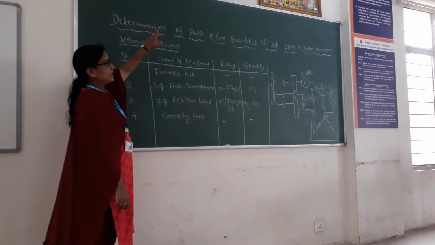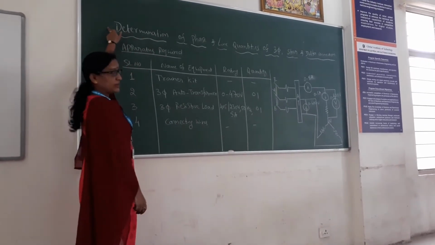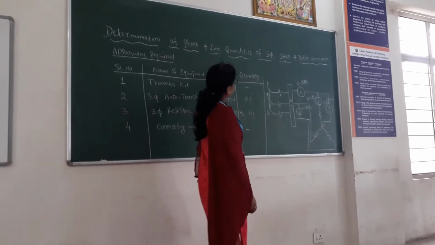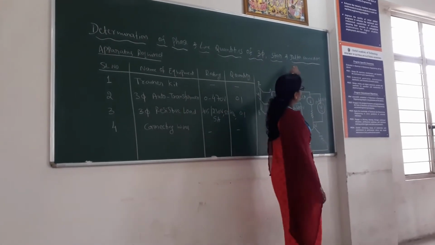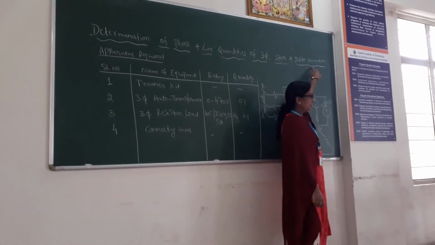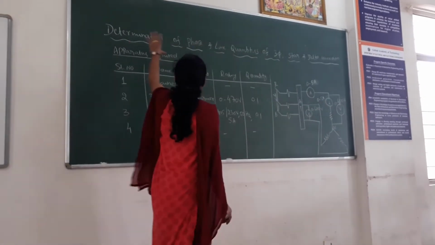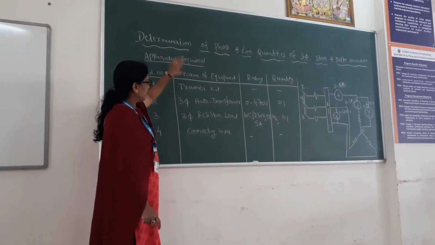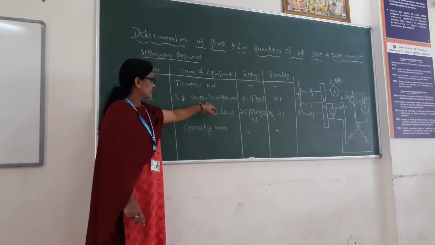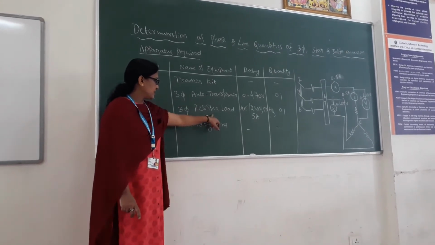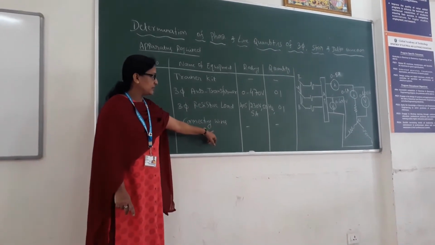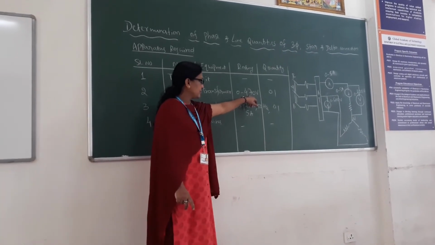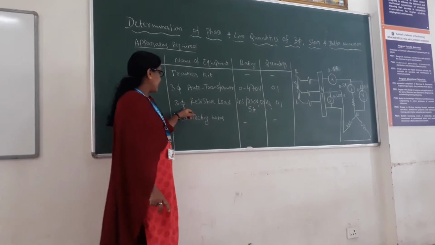Today I am going to explain how to conduct the experiment for determination of phase and line quantities of three-phase star and delta connection. Okay. For this experiment, the main apparatus required are trainer kit, three-phase autotransformer, three-phase resistive load, and then connecting wires.